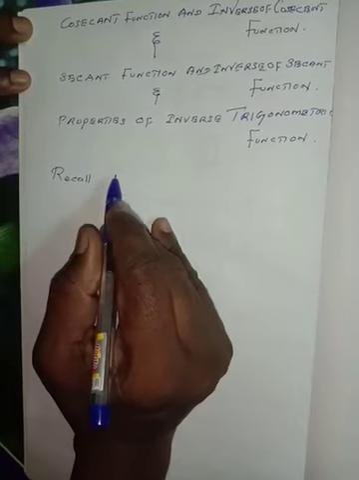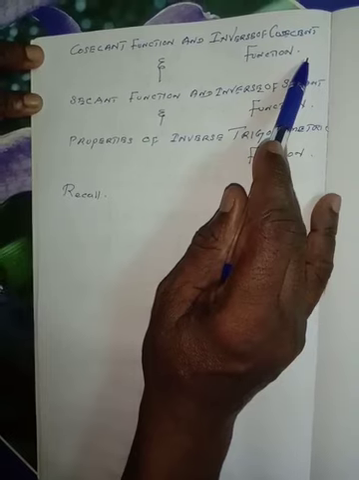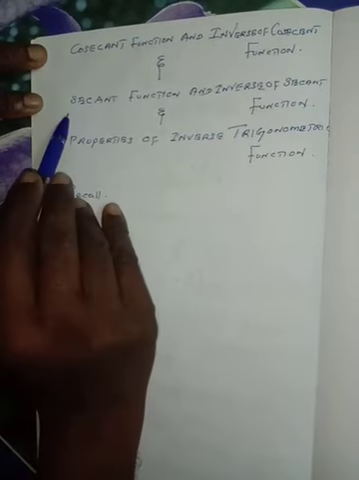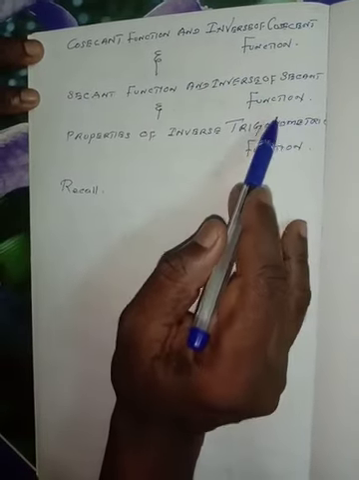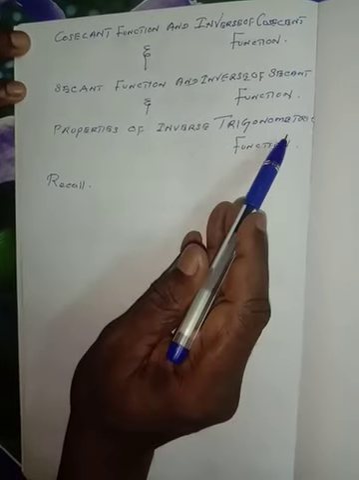Students, today's topic is the cosine function and the inverse of a cosine function, the secant function and the inverse of a secant function, then the properties of the inverse of a trigonometric function.